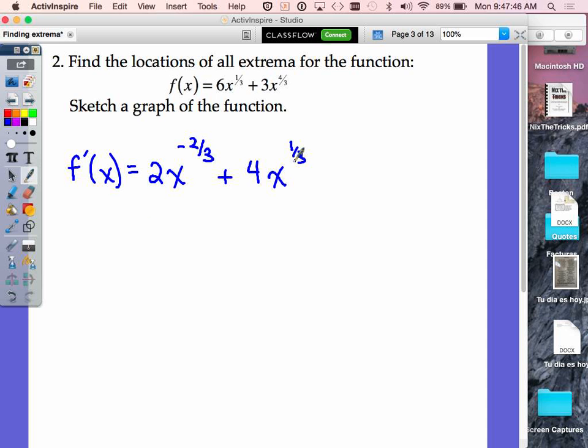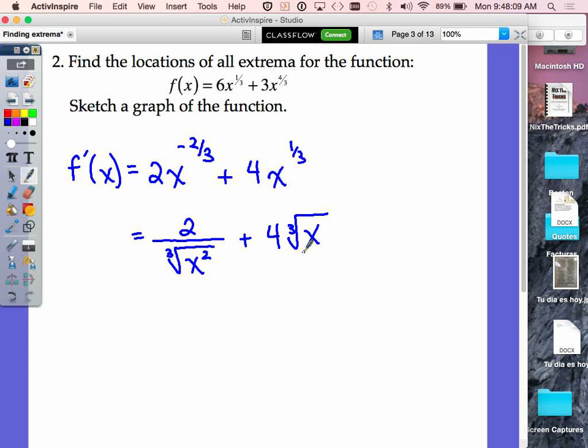As was the case in the last example, I'm going to find this more convenient if I don't have these negative exponents and these rational exponents. So I'm going to rewrite this as 2 divided by the cube root of x squared plus 4 times the cube root of x.